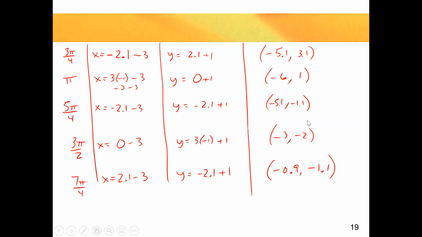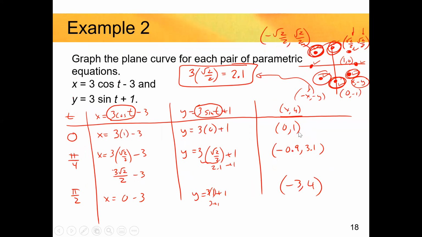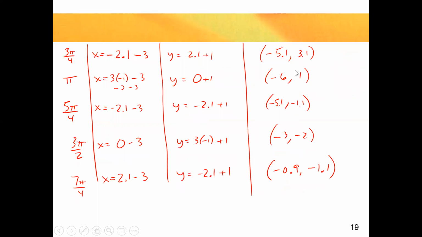Cool. And then plotting these little points here. So 0, 1, almost -1, 3.1. -3, 4. Cool. All right, and then do that other list right there. And yes, I do want you to do it by hand at first, and then let's do it by calculator.